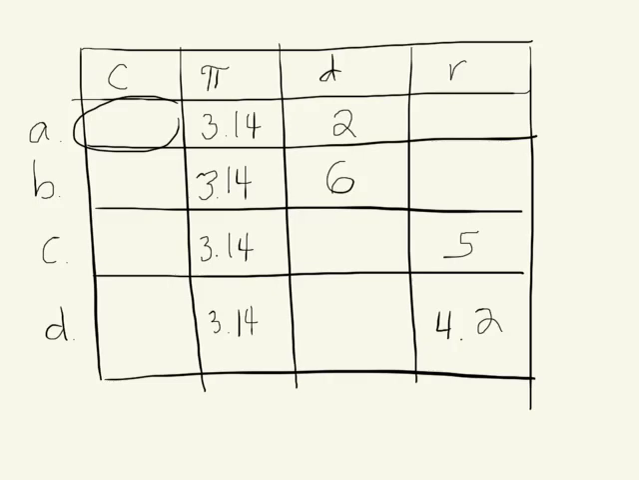So if you know the diameter is 2, what would the radius have to be for the first one? 1. Good. How'd you get 1? Because you divide by 2. Good. Which would be half. Excellent. Okay. So we can use either formula. What are the formulas to find circumference? Circumference is equal to pi times the diameter, or circumference is equal to 2 pi r.